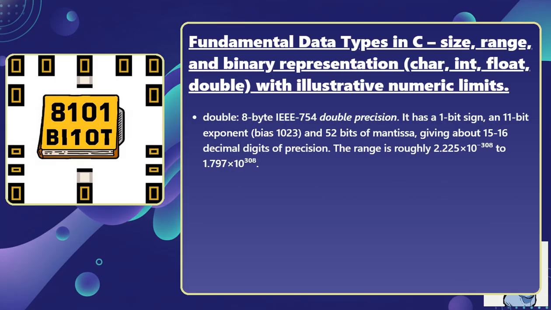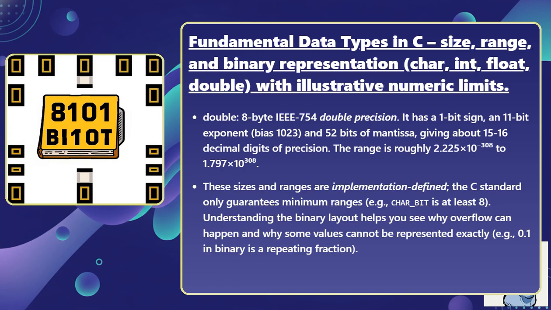Double: 8-byte IEEE 754 double precision. It has a 1-bit sign, an 11-bit exponent with bias 1023, and 52 bits of mantissa, giving about 15 to 16 decimal digits of precision. The range is roughly 2.225 times 10 to the -308 to 1.797 times 10 to the 308. These sizes and ranges are implementation defined.